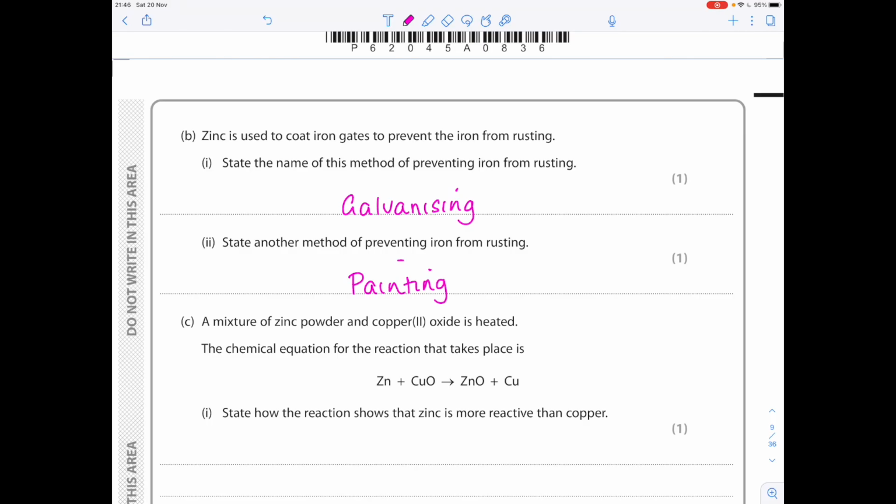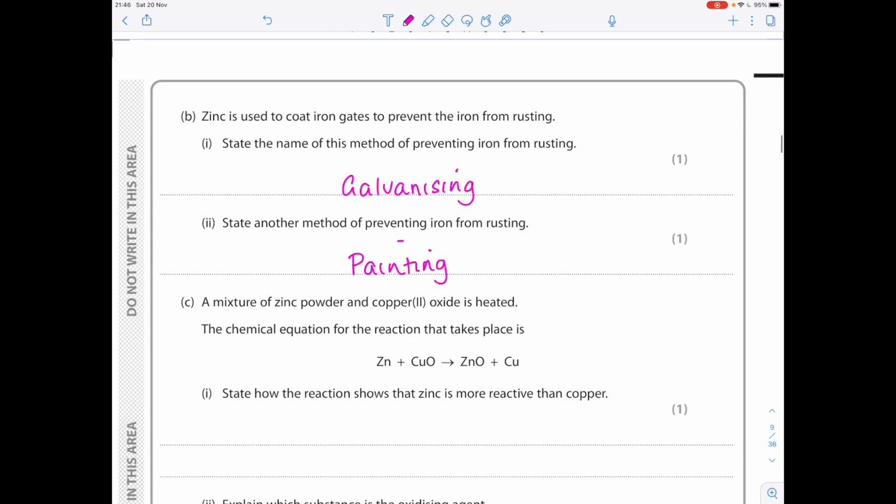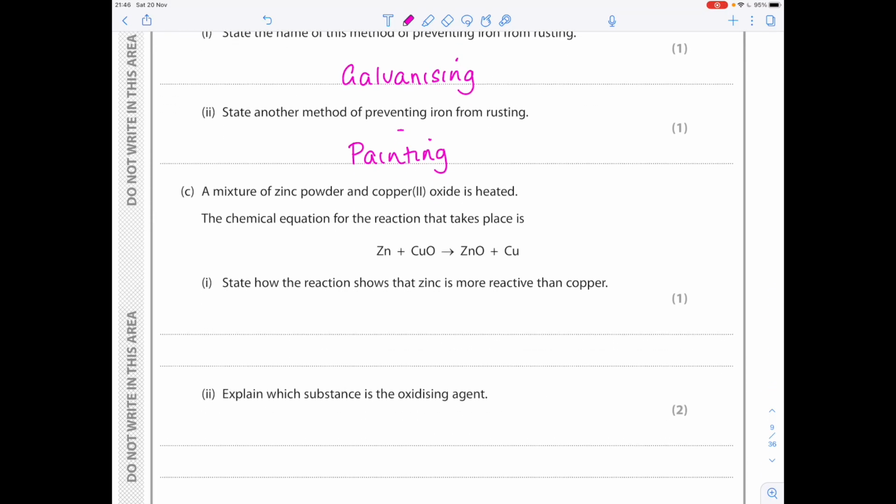A mixture of zinc powder and copper(II) oxide is heated. The chemical equation for the reaction that takes place is given. State how the reaction shows that zinc is more reactive than copper. Well, we can see that the zinc has displaced the copper from the copper oxide.